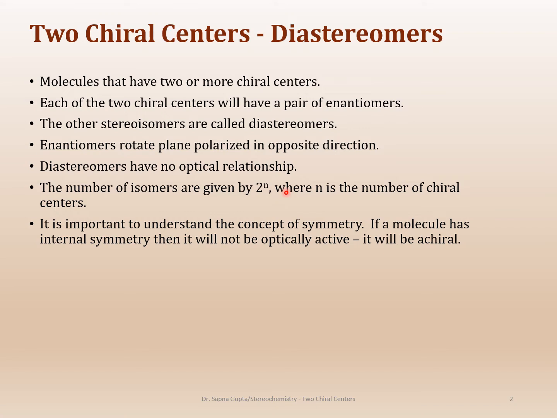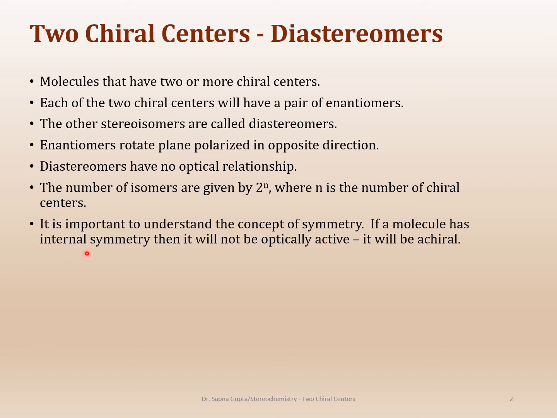If you have 4 stereoisomers, then of course the relationship between two of them is going to be that of diastereomers and some of enantiomers. If you have 3 chiral centers, that's 2 times 2 times 2, and that is 8. So you have 8 compounds or 8 isomers. So it gets more and more. The more chiral centers you have, the more stereoisomers you have.